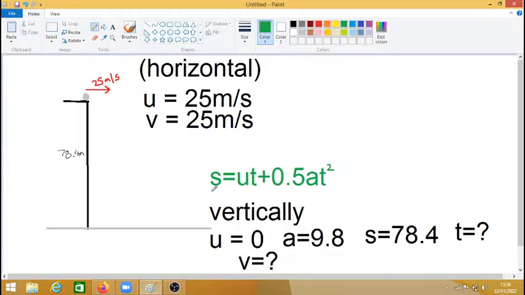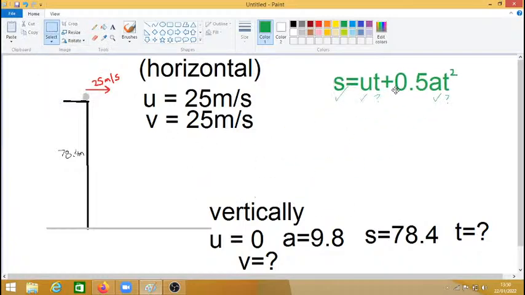s is known. The u we know is 0. The t we don't know. That's fine. We're allowed to not know one number. 0.5 is just fine, it's a constant. The acceleration we know, it's 9.8. And the t is not known, but it's the same t that's not known here. So that's fine. We only really have one number that we don't know. All the rest we do know. So let's use that formula. Let's plug everything in and substitute everything into that.